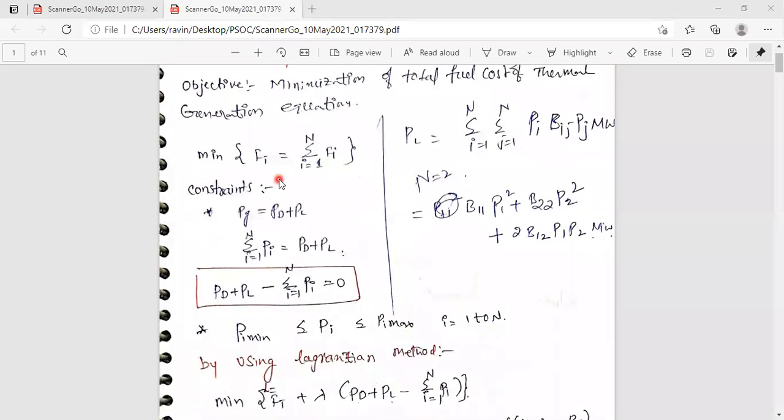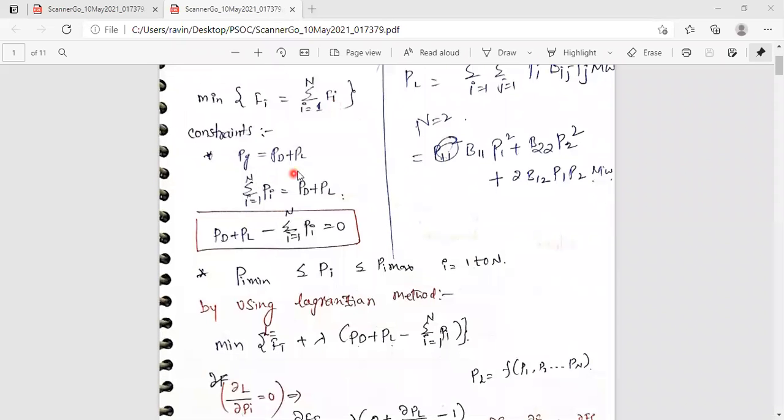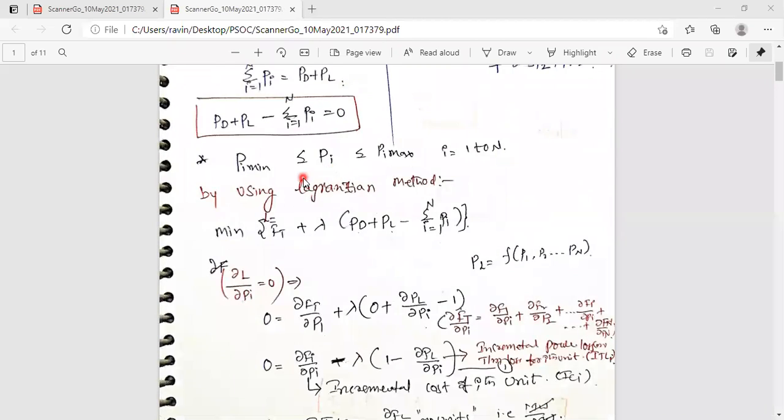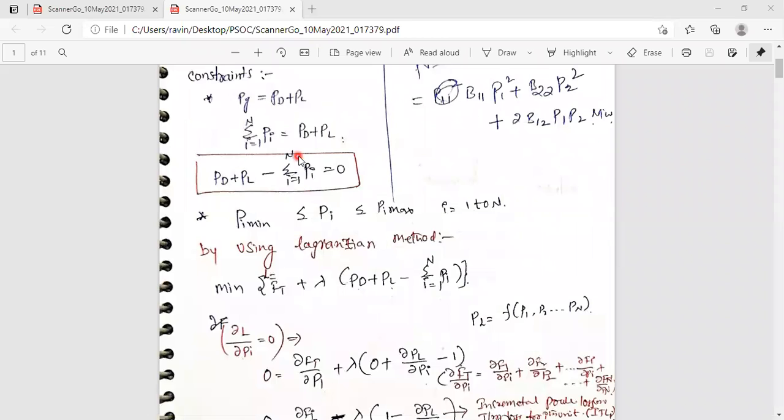This is the equation for the minimum fuel cost. The fuel cost of the thermal power plant is given as the summation of i equal to 1 to n of Fi, where i is the number of generators. As the number of generators increases, the fuel cost also increases. With the consideration that power generation is equal to PD plus loss, that is, total power generation is equal to load demand plus loss. That is one constraint.